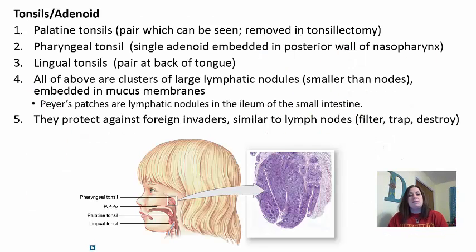This brings us to some other tissues we need to look at that are part of the lymphatic system, which are the tonsils and the adenoids.